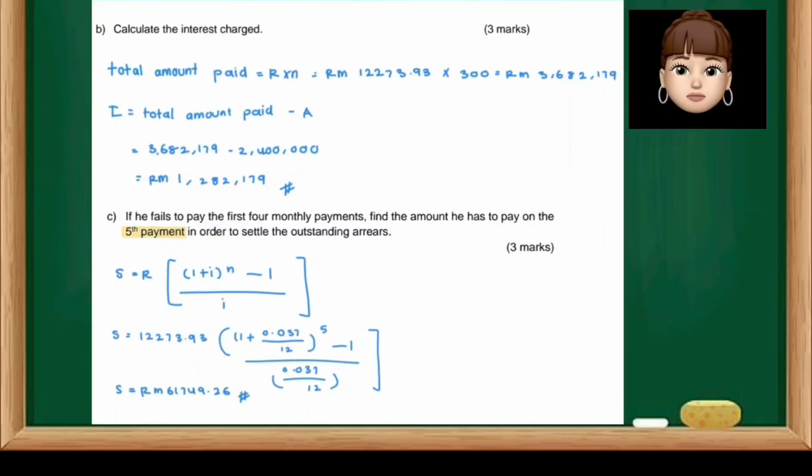Question 1C. If he fails to pay the first 4 monthly payments, find the amount he has to pay on the 5th payment in order to settle the outstanding arrears. For question C, since Datuk Darwish missed his first 4 payments and wants to settle everything on the 5th month, we must use the future value of annuity formula, where n is equal to 5. We plug our monthly payment of Rm 12,273.93 and the periodic interest rate into the formula. So, after solving this entire bracket, we get a total outstanding arrears payment of Rm 61,749.26. That's all for this question.